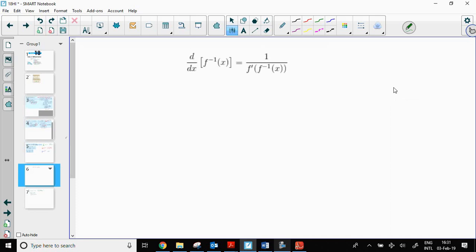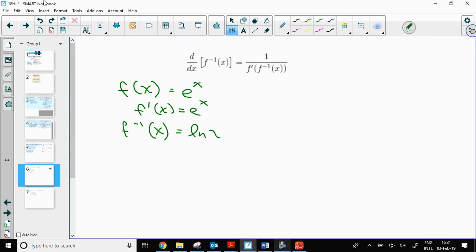That's a lot. Let's look at an example real quick. Let's use exponentials. So if my original function was e to the x, I know that the derivative of that is also e to the x, and I know that the inverse of it is ln of x.